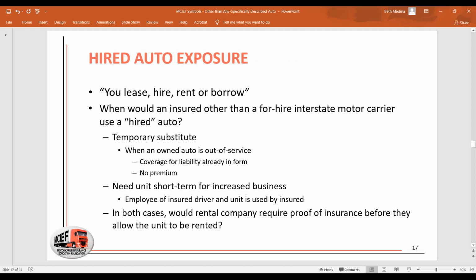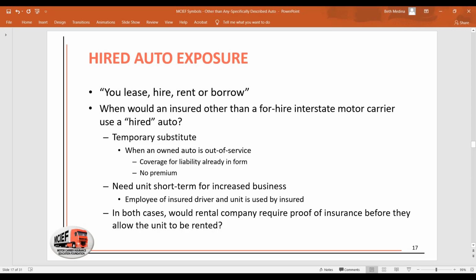It says you lease, hire, rent, or borrow. Again, in the concern of an owner-operator, it falls into the lease and hired category, because if the insured is using an owner-operator and allows that owner-operator to operate under their DOT number and MC number, then there must be a written agreement between the parties, a lease, to allow the owner-operator to use the authority and the registration of the motor carrier they're leased to, and there needs to be a copy of that lease in the vehicle. So that is the use in the for-hire motor carrier arena.